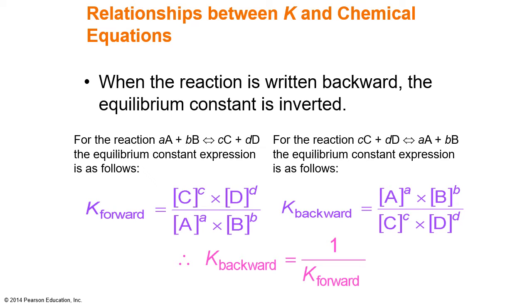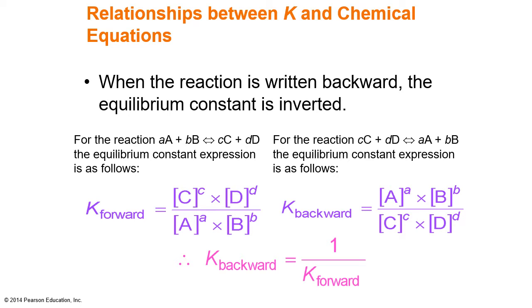Let's think about how our equilibrium constant expression changes when we change our chemical reactions. So when a reaction is written in the reverse direction, it's written backwards, the equilibrium constant is inverted. So it's 1 over the original equilibrium constant. So let's think about that.